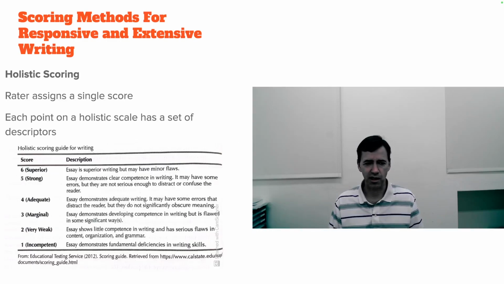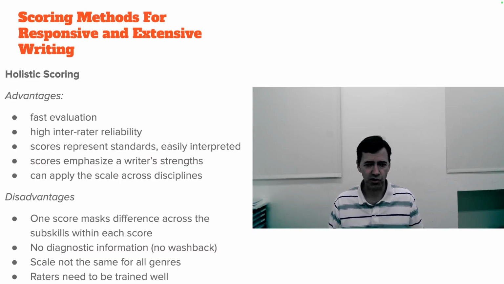So actually, if I look at 5, it may have some errors. Which ones? And what's the difference between superior and strong? And if I write a compare contrast and I get a 6, and then I write pros and cons and I get a 5, I'm not really sure what happened there, right? There's no diagnostic information. There's no washback. I don't know which part of my writing was bad. Was it my grammar? Was it my logic? There's no way to find that out.